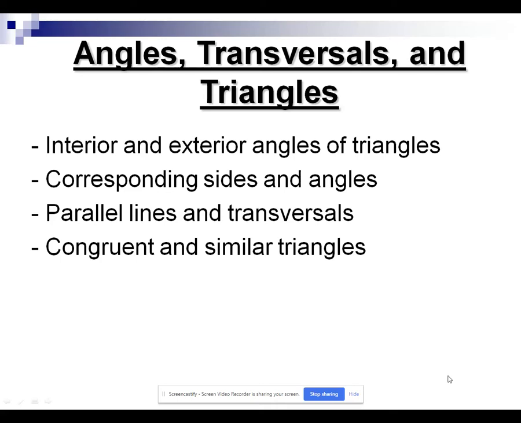All right, we're in our last chapter for 8th grade. We have angles, transversals, and triangles. In this unit, there's four main things we're going to talk about: interior and exterior angles of triangles, corresponding sides and angles, parallel lines and transversals, and then congruent and similar triangles.